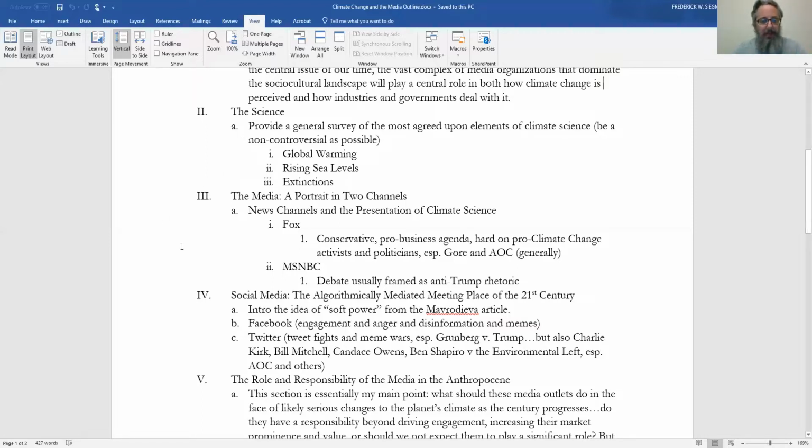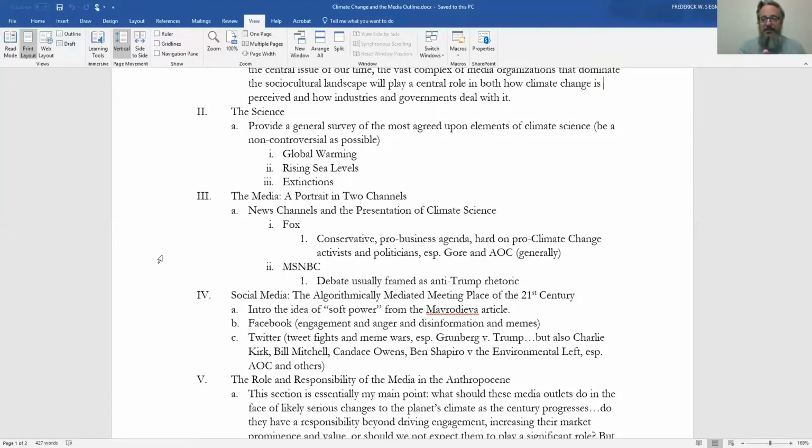Then 3, I just want to talk about climate science in 2 channels. I call it the media portrait in 2 channels. I want to talk about Fox and MSNBC, because Fox tends to skew to the right, and MSNBC tends to flip to the left. And I want to look in a non-evaluative way here. Section 2 and section 3 are still just presentational. This is the science. This is what scientists say has happened in these 3 areas now. In the media portrait, it's just like, this is how it's presented on Fox.